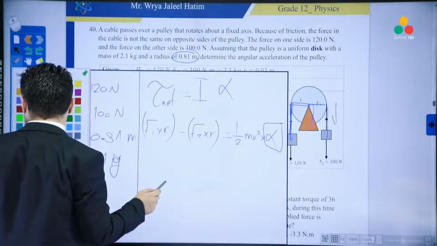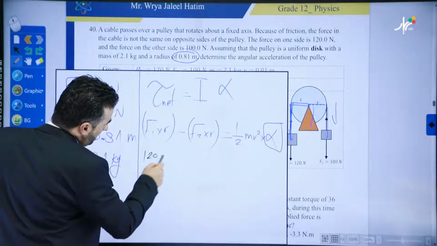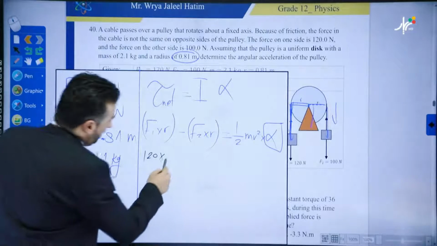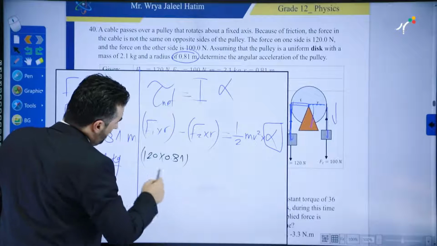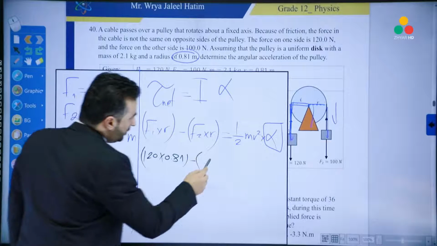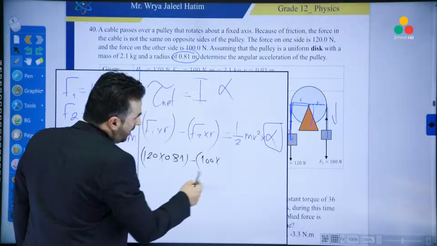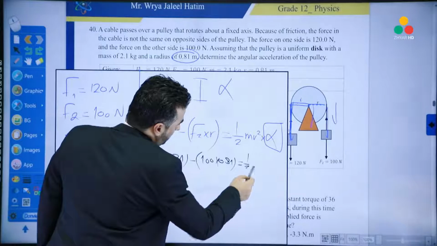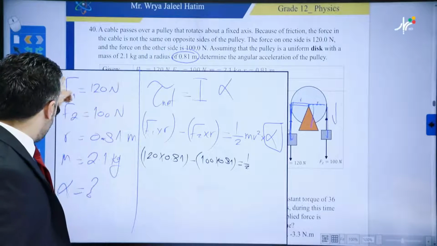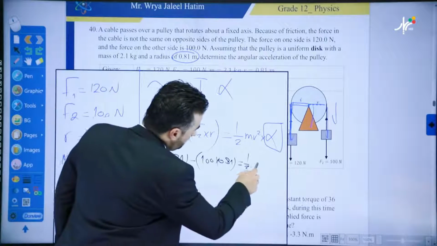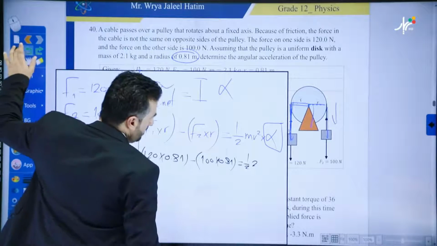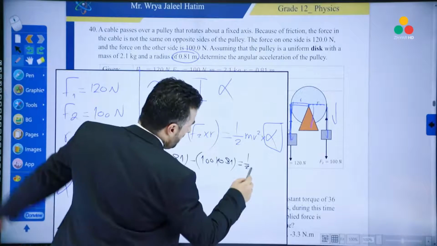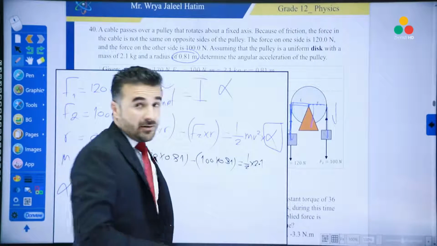F1, that is 120. Let me use a different color. 120 multiplied by the radius. What is the radius again? It is 0.81 meter. Put it in a bracket. Minus F2, that is 100, multiplied by the same radius, 0.81, is equal to 1 over 2. What is the mass of the pulley? It is 2.1 kilogram. Let's use a times 2.1 kilogram. Are you with me?